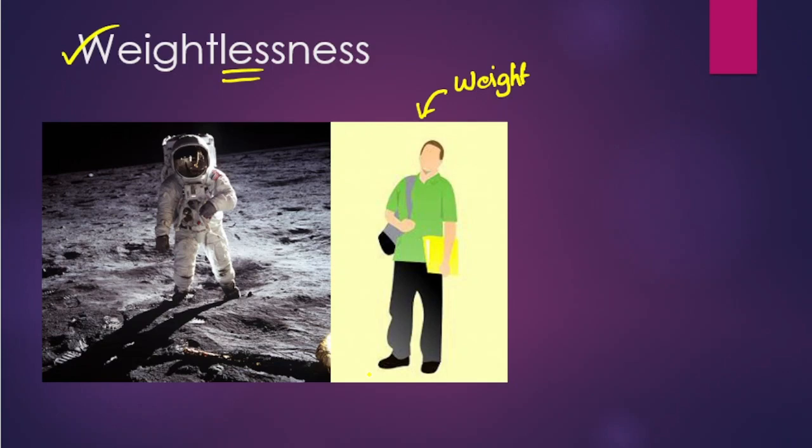Now, let us consider an example. Just imagine it. We are considering an astronaut. First case, he is standing on the surface of the earth. When he is standing on the surface of the earth, what happens? The gravitational force will act on the astronaut, right?